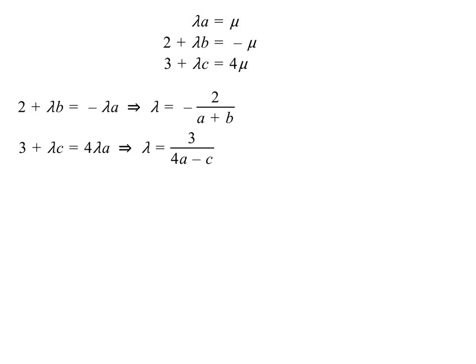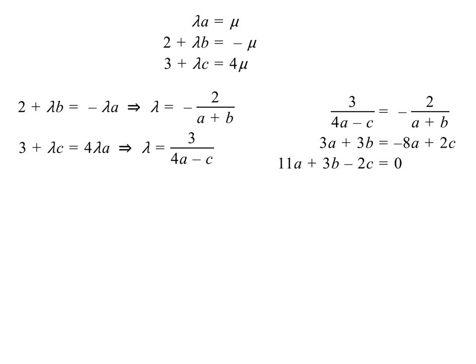So 2 plus lambda b is minus lambda a. So I've got that lambda is minus 2 on a plus b. Next, playing around with it, grouping it a bit differently, I get that lambda is 3 on 4a minus c. Well, they're both lambda, so they must equal each other. So I now create this new equation: 11a plus 3b minus 2c is equal to 0.